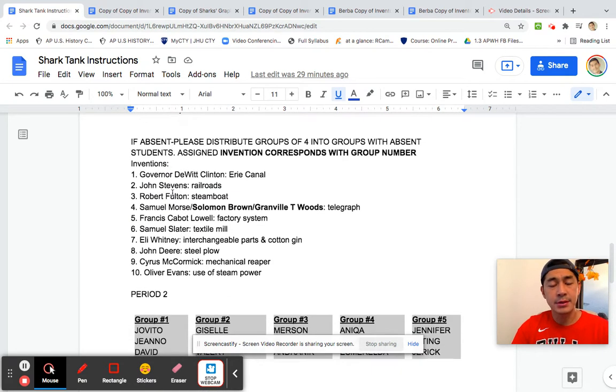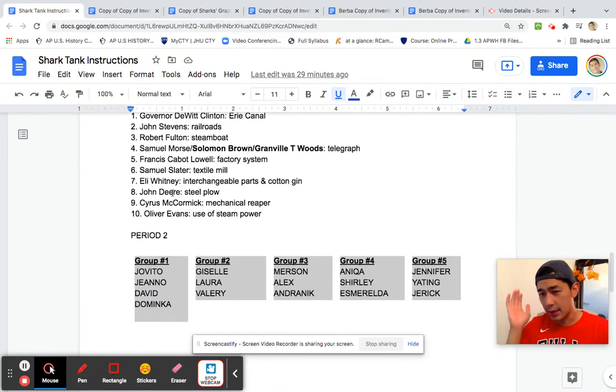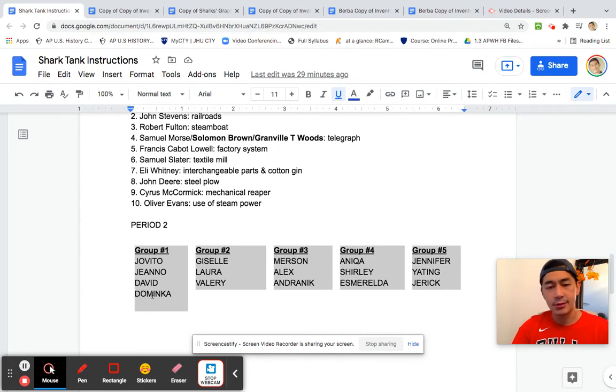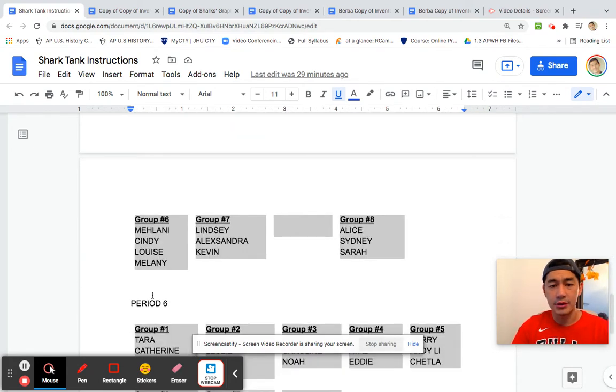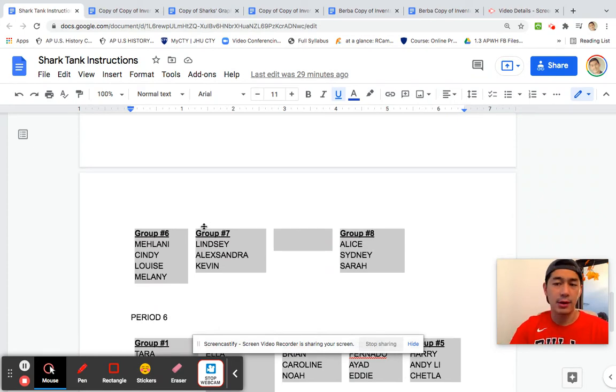If there is anyone absent in your group, what we could do is I'll have the substitute or Mr. Hayes take the groups that have a 4 and just put them in a group with 3, or with 2, so that way we can balance it out.